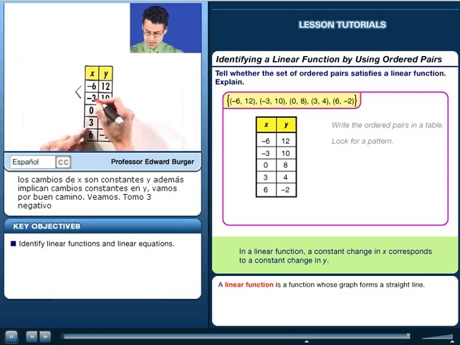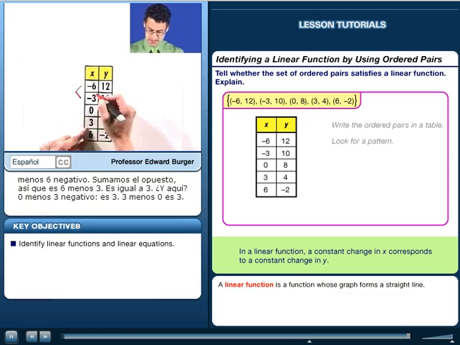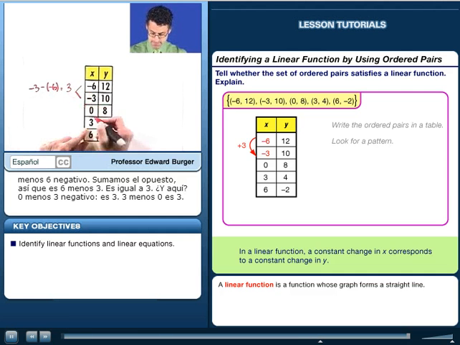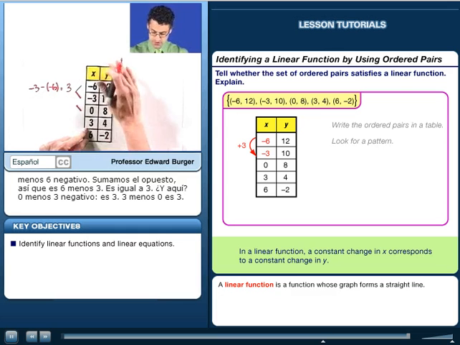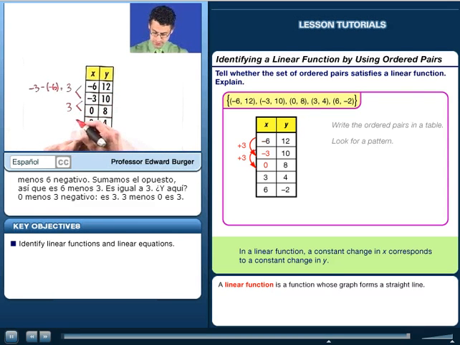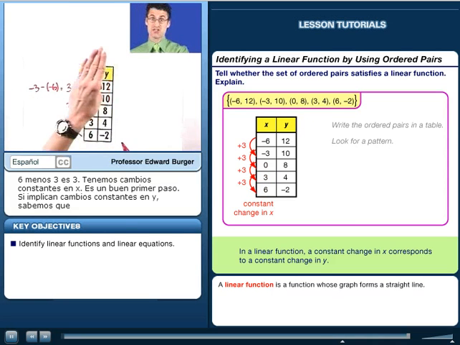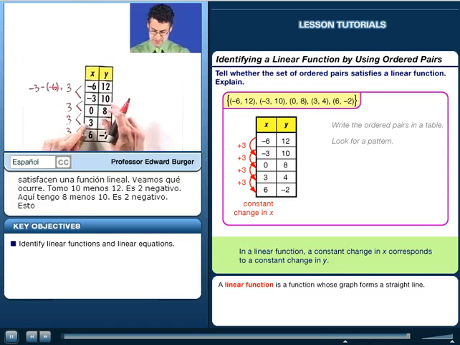So I'll take negative 3 minus negative 6. So we add the opposites, so that's going to be 6 minus 3, which equals 3. What about here? 0 minus negative 3 is 3. 3 minus 0 is 3. 6 minus 3 is 3. We have constant changes in x. That's a good first step. If they imply constant changes in y, we know that, in fact, this satisfies a linear function.